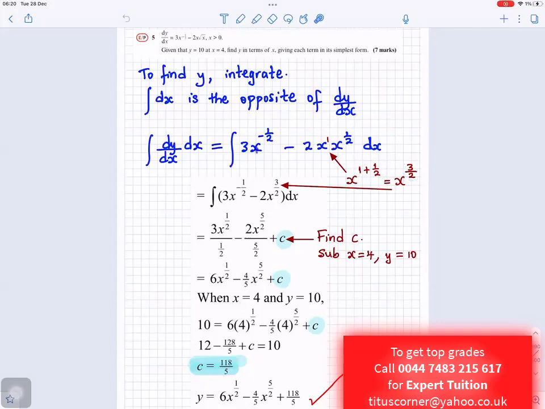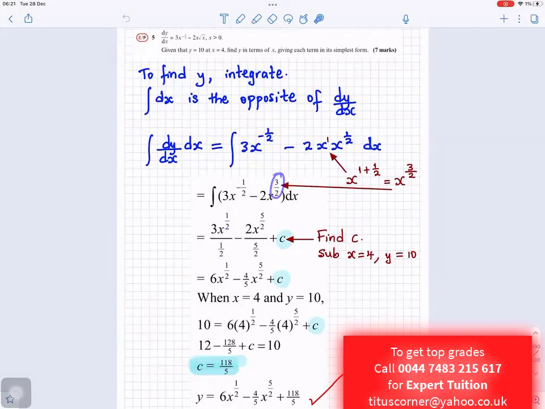So now you integrate 3x to the minus a half minus 2x to the power 3 over 2. To integrate, you add 1 to the power. Minus a half plus 1 gives you a half, and you divide by that half.